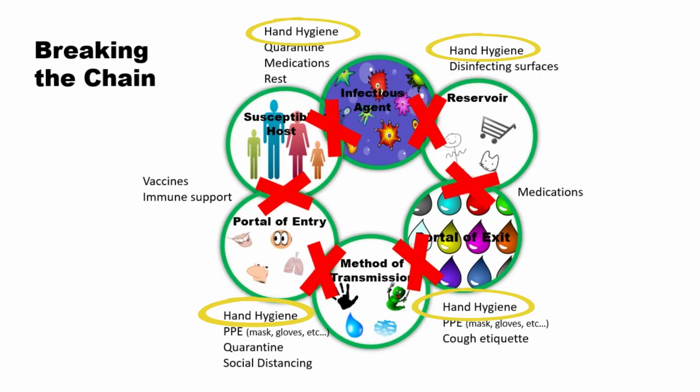Hand hygiene is the most important thing that you can do to prevent the spread of infection and to break the chain of infection. It works at many levels along the chain. It works at many links in the chain. So, for example, if you open a doorknob and someone with COVID who sneezed on their hand had recently gone through that door, you touch that doorknob, it's now on your hand.